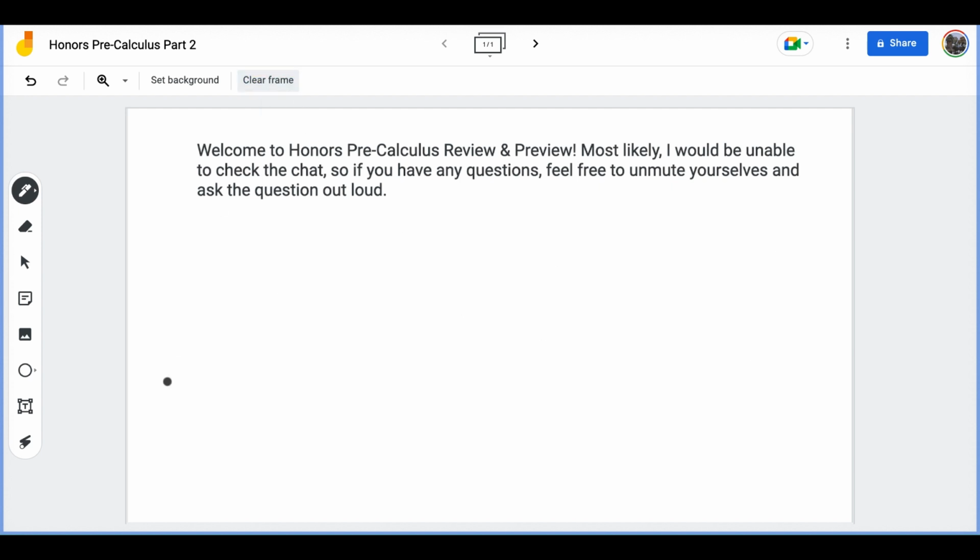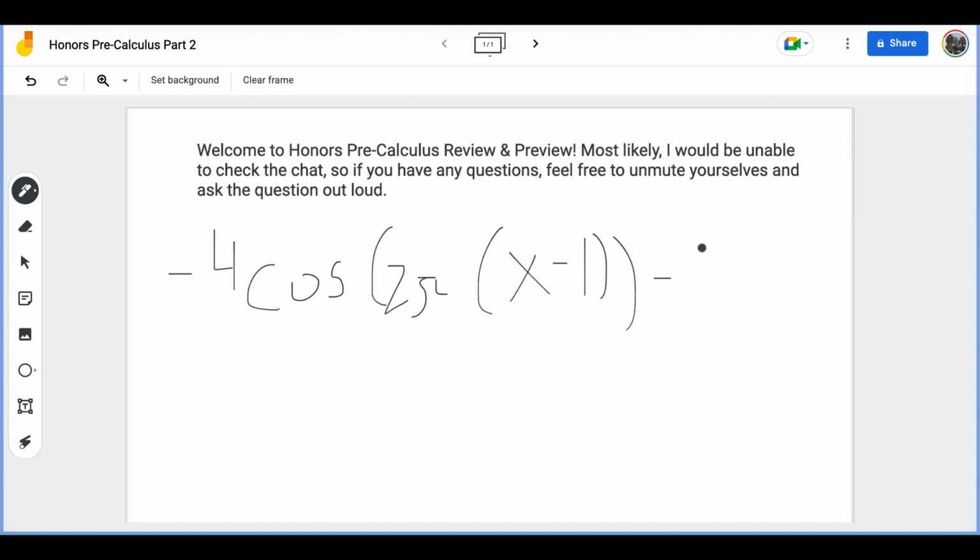So let's go with an example. Let's say we want to graph the function negative 4 cosine of 2 pi times x minus 1, minus 2. How would we graph it? First of all, we know it's cosine, which means either the maximum or the minimum intersects the y-axis. We know it's negative, so it must be the minimum.